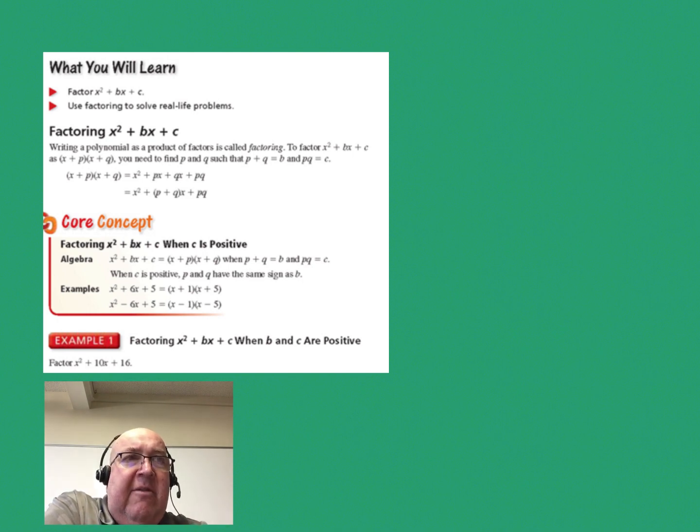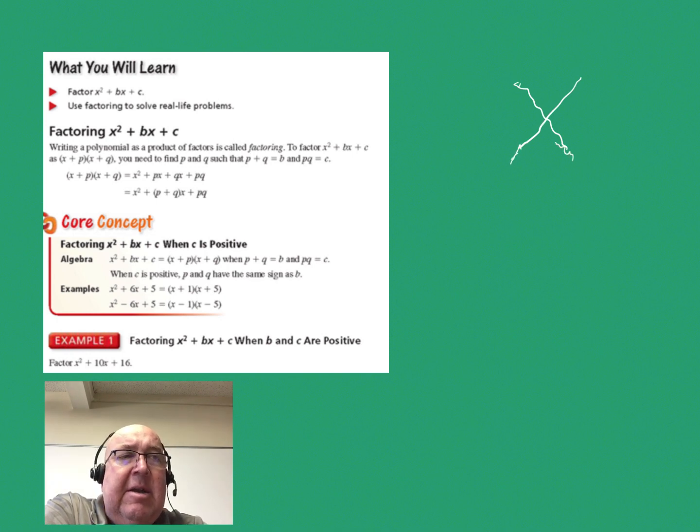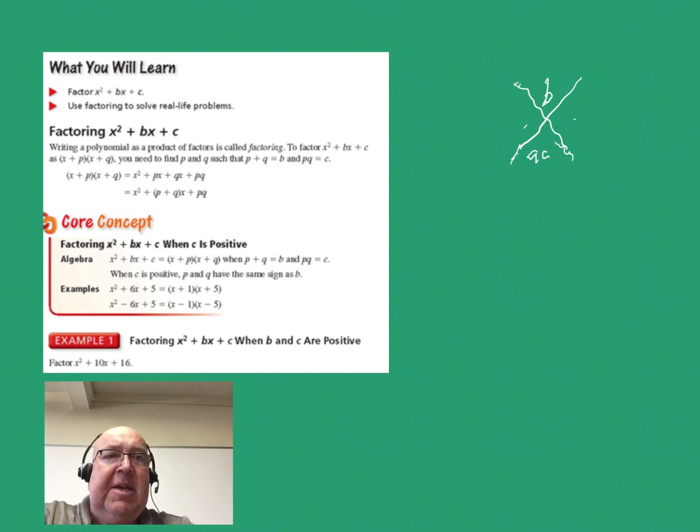And the book shows a lot of different ways to do this. The Big Ideas Math book shows a really complicated way, but I'm going to show you a simple way. In the bottom, we're going to put a times c, so our first term is a, our last term is c. For this section, all our a's are going to be 1, so we'll just be putting c in there. And then we're going to put b here, and then we're going to find two things that multiply to equal c and add up to equal b.